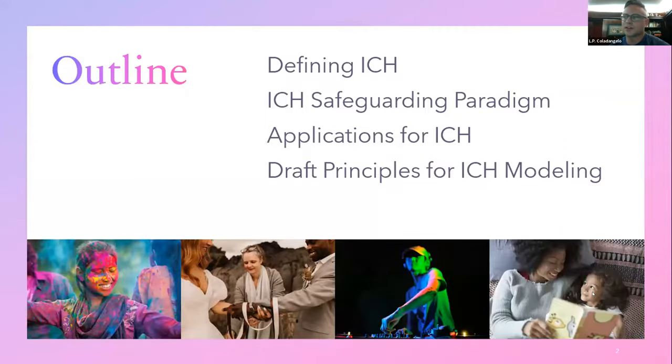My outline for this talk is to first define what I mean by intangible cultural heritage, and discuss the safeguarding paradigm that started with the 2003 UNESCO Convention on ICH. We'll talk about some applications for ICH, technological applications, data modeling applications, and then some things I want to share that I consider some draft principles that we might want to consider when we talk about integrating ICH in terms of data modeling.